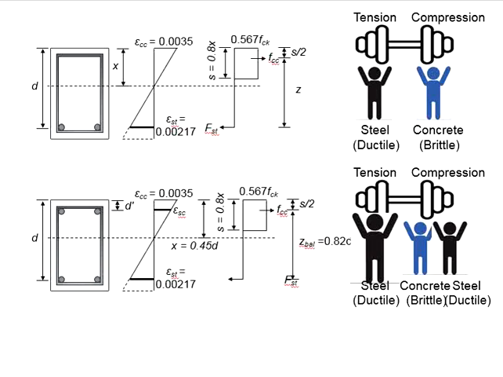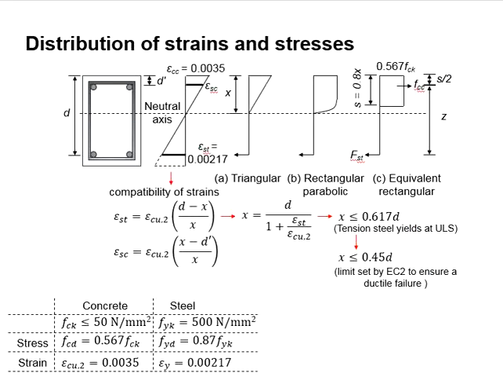Now, in order to ensure that the failure always occurs at the tensile reinforcement for the ductile response, the concrete here will need an additional helper. This is when the compression steel comes into function. Now the next question, what is this relevant to the x equals 0.45d?